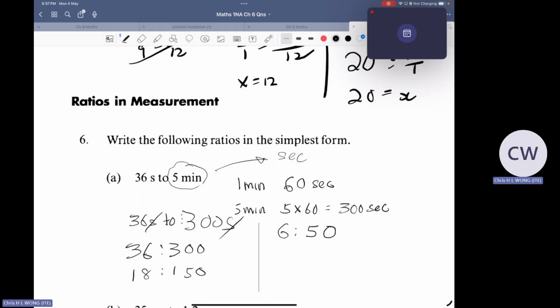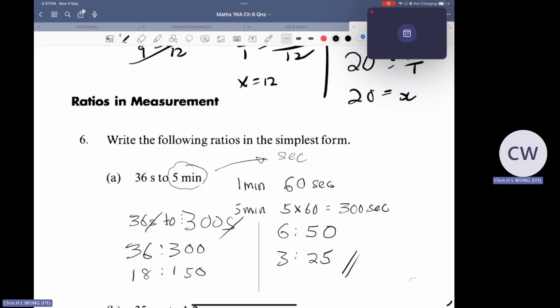Can still divide, now you can divide by 2. Oh, you can still divide by 3. Then 2 times 3 is 6, and 25. That's the lowest.